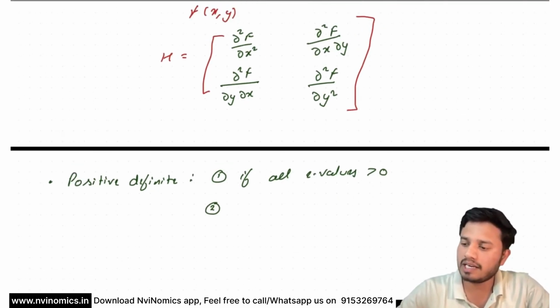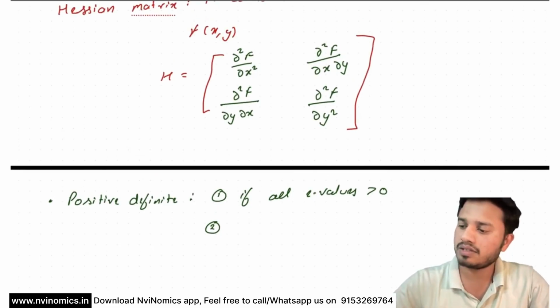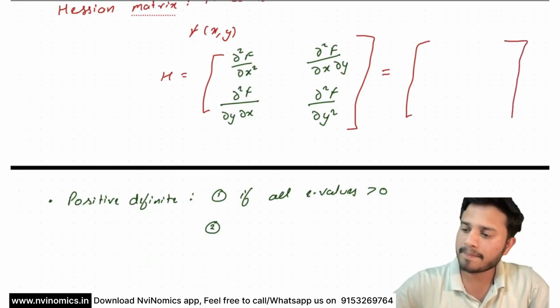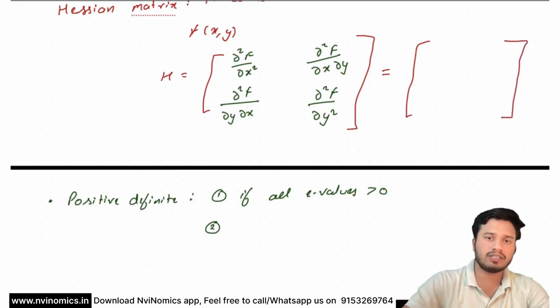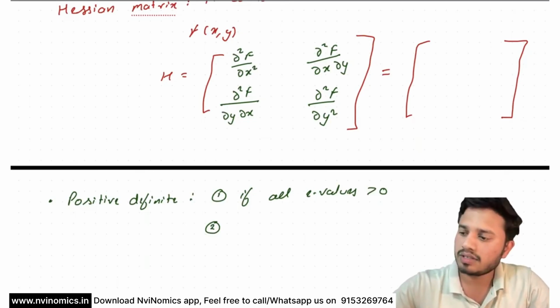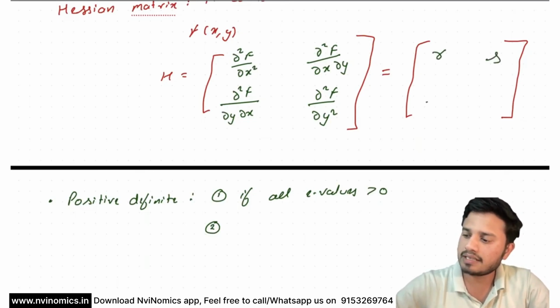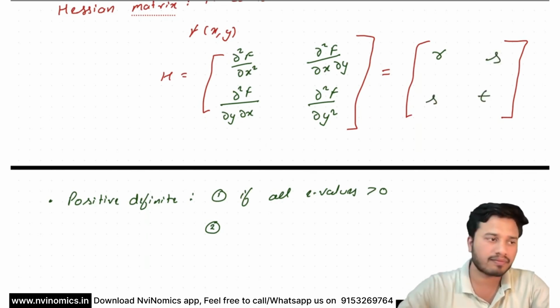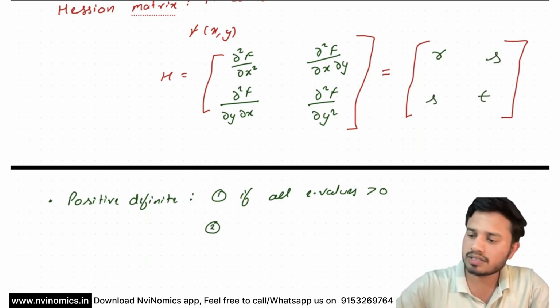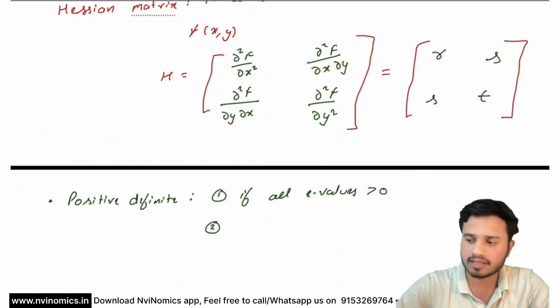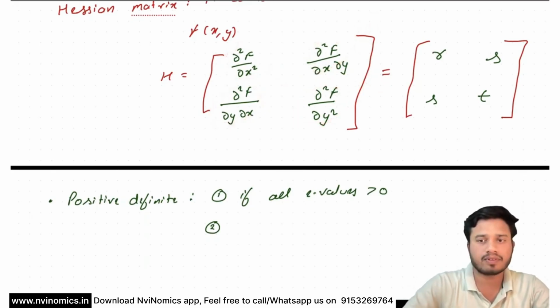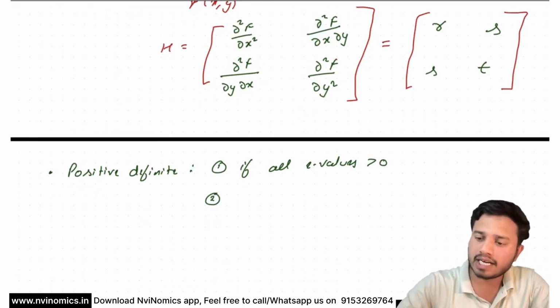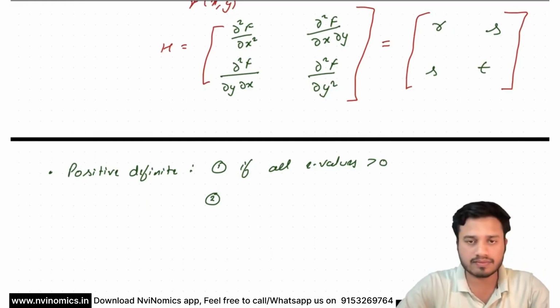if the first element, let me write this in an easy way. That's a standard way of writing these second derivatives. Many people write it like R, S, S, and T. So this is R, this is S, they are equal, it is symmetric anyway, and this is T.